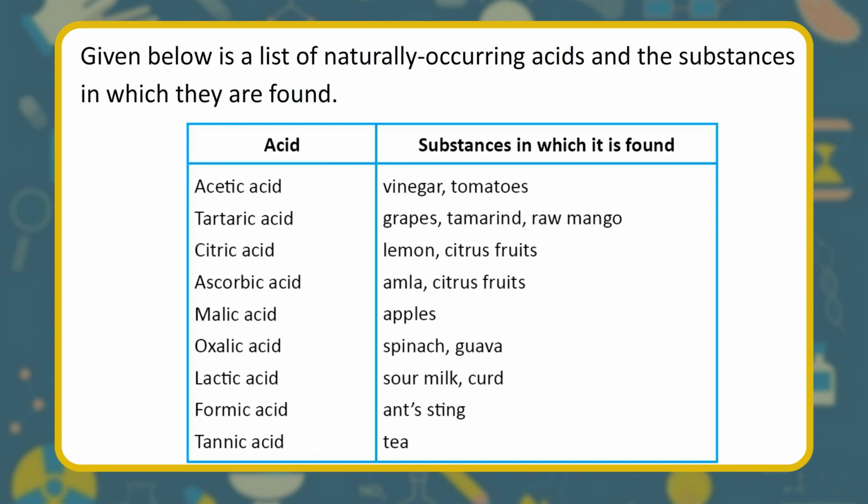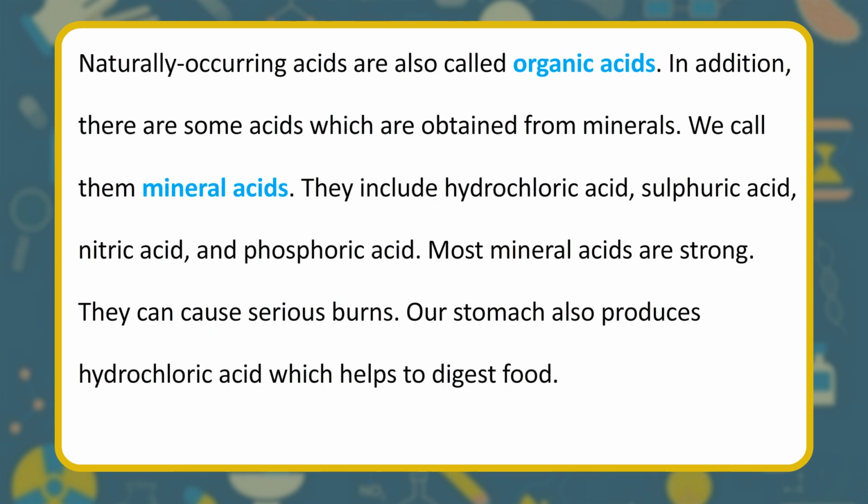Acetic acid: vinegar, tomatoes. Tartaric acid: grapes, tamarind, raw mango. Citric acid: lemon, citrus fruits. Ascorbic acid: amla, citrus fruits. Malic acid: apples. Oxalic acid: spinach, guava. Lactic acid: sour milk, curd. Formic acid: ant sting. Tannic acid: tea. Naturally occurring acids are also called organic acids.